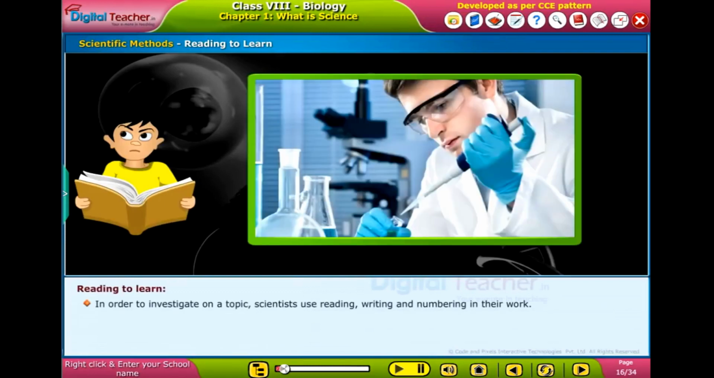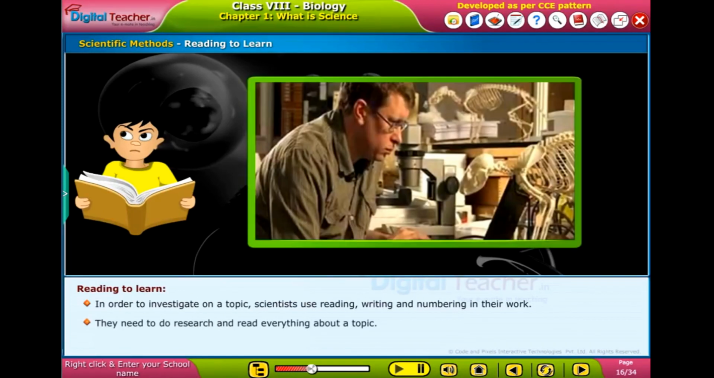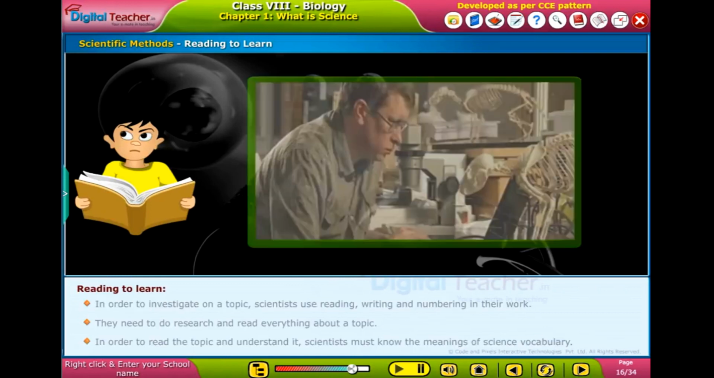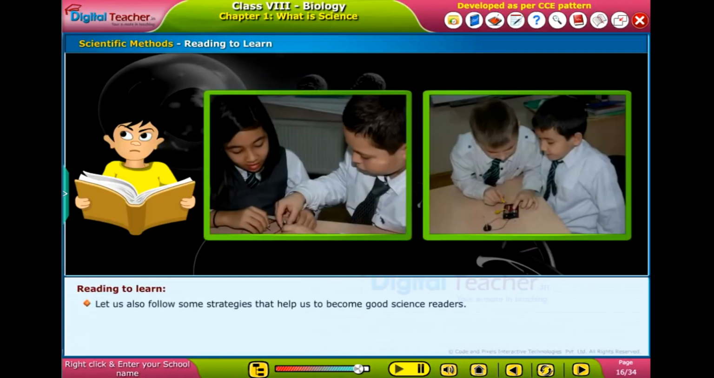In order to investigate a topic, scientists use reading, writing, and numbering in their work. They need to do research and read everything about a topic. In order to read the topic and understand it, scientists must know the meanings of science vocabulary. Let us also follow some strategies that help us to become good science readers.